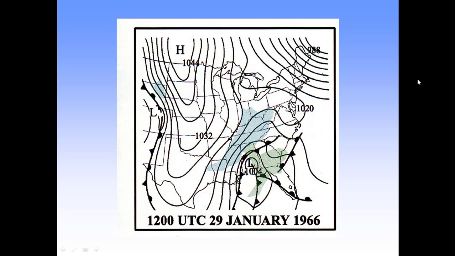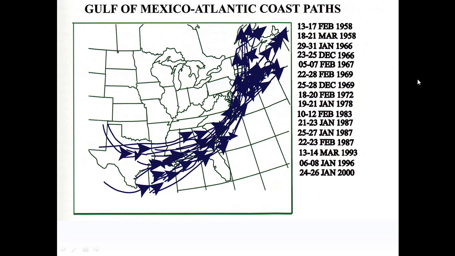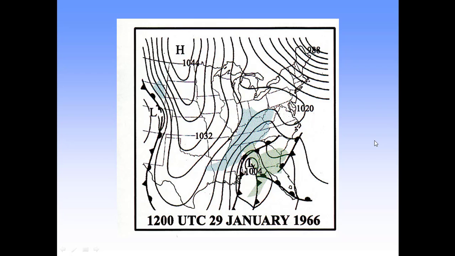So now we're going to talk a little bit about the pressure patterns that are associated with that track C. And that track C actually has a name. It's called the Gulf of Mexico Atlantic Coastal Path because it does originate in the Gulf of Mexico and then rides along the east coast into southern New England. So here is one storm system from January of 1966. Here's the surface map for 7 a.m. Eastern Standard Time or 12 UTC.